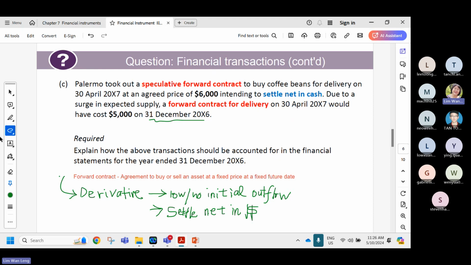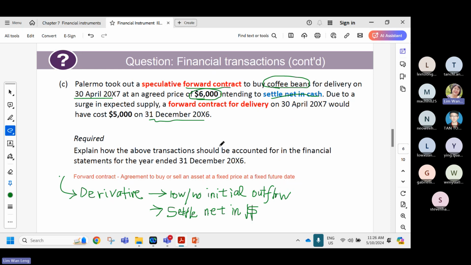Okay, so in this case, Palemo took out a speculative forward contract to buy what? What item is it that they are speculating on? This is coffee beans for delivery on this date. How much? 6,000. Settle net in cash.